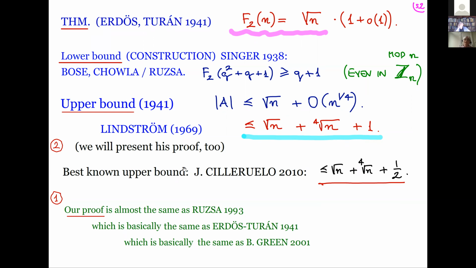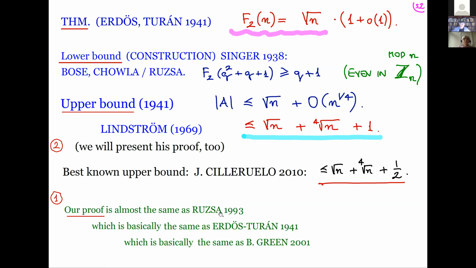This was slightly improved by Sileruero by 1/2 in 2010. Okay, so let's overview these proofs. What are the ideas of these proofs?